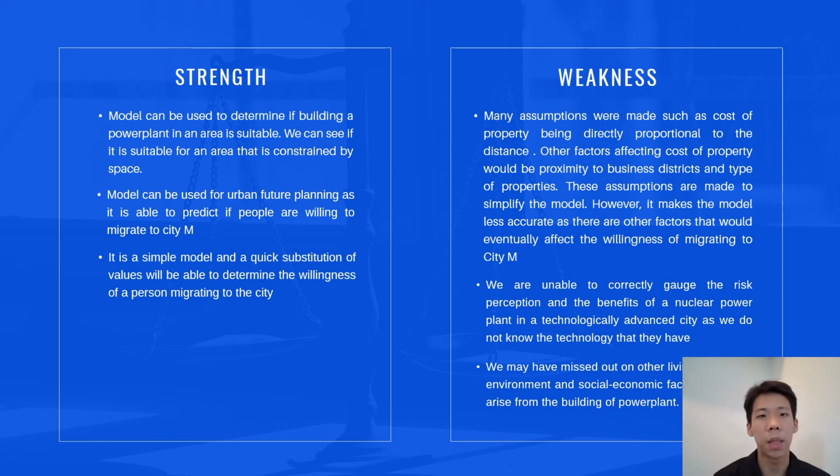We have made some assumptions, such as the cost of property being directly proportional to the distance from nuclear power plants. Other factors affecting cost of property will be proximity to business districts and type of properties. These assumptions are made to simplify the model. However, it makes the model less accurate as there are other factors that will eventually affect the willingness to migrate to CTM.